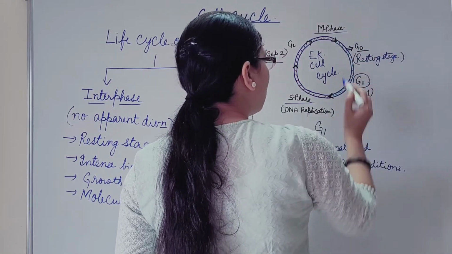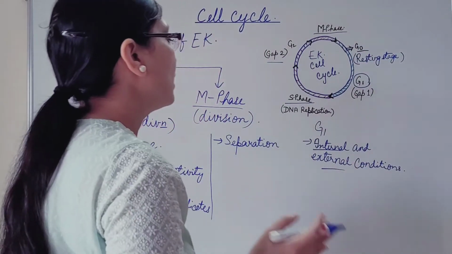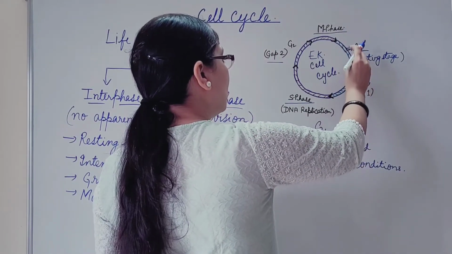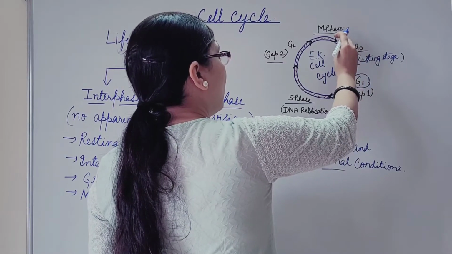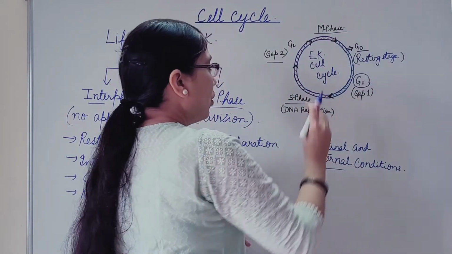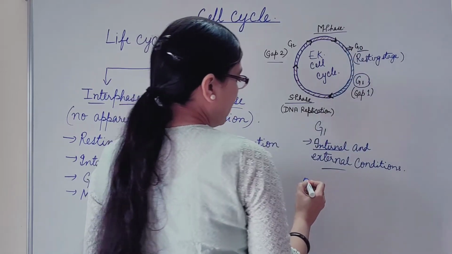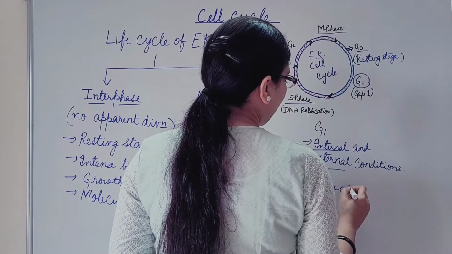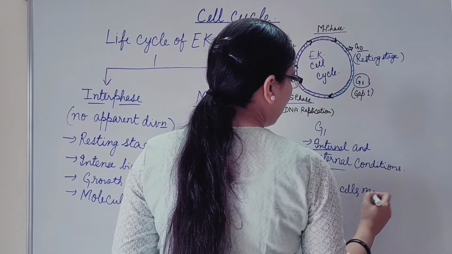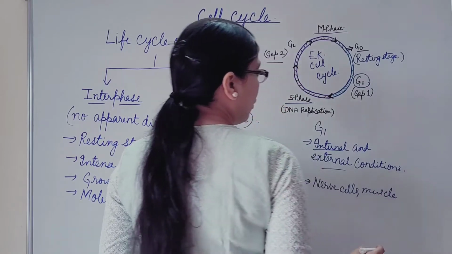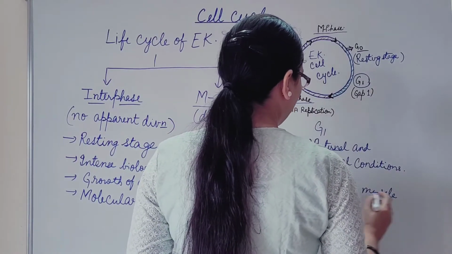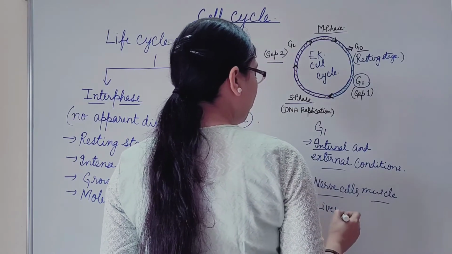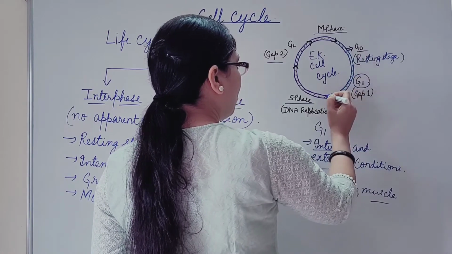The cell remains in the G0 stage for days, weeks, months, years, depending upon the condition, and when the condition changes, it again resumes proliferation or again enters the cell cycle. Some cells like nerve cells and muscle cells remain in the G0 or resting stage throughout their life. Some, like liver cells, after a long period, can enter into the cell cycle.